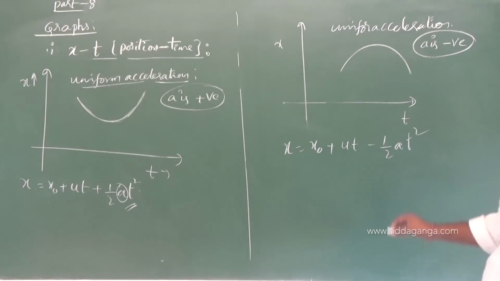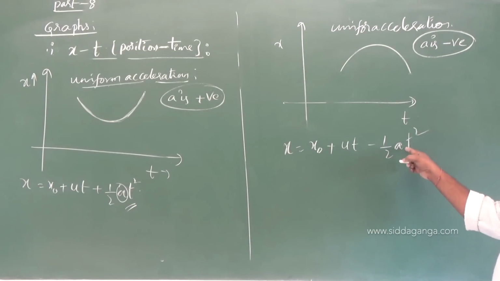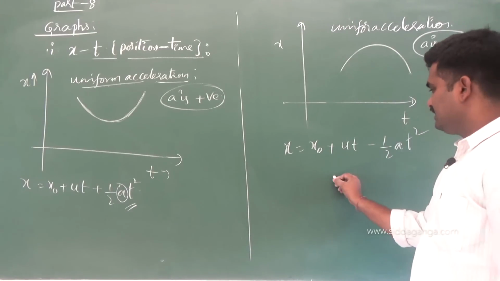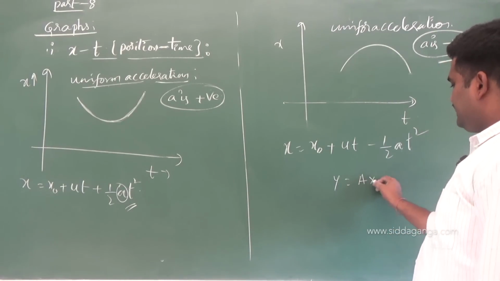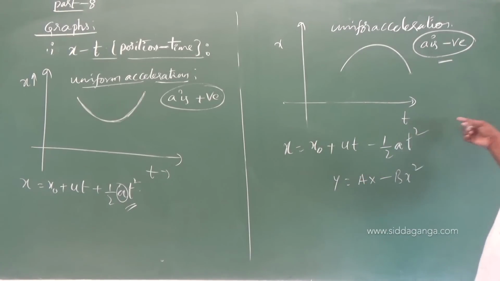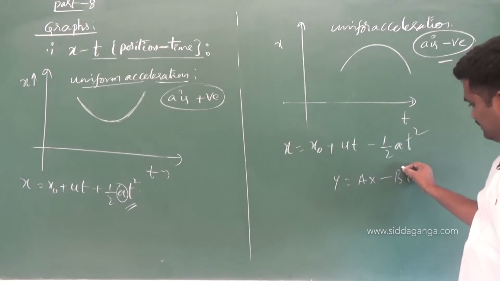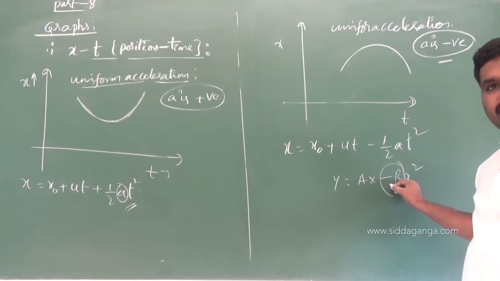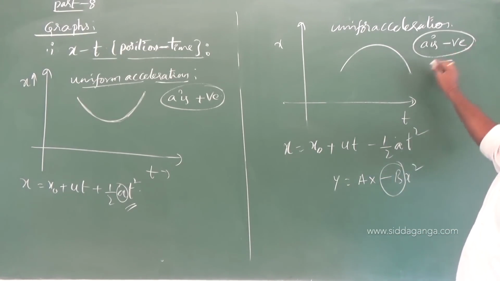The value of a is what here? Minus a is going to be negative in this equation. This is of this kind, like y equals ax minus bx square form. If I take x on the x-axis and y on the y-axis, that value we are going to have as negative, minus b. Similar to that kind, a is going to be negative.